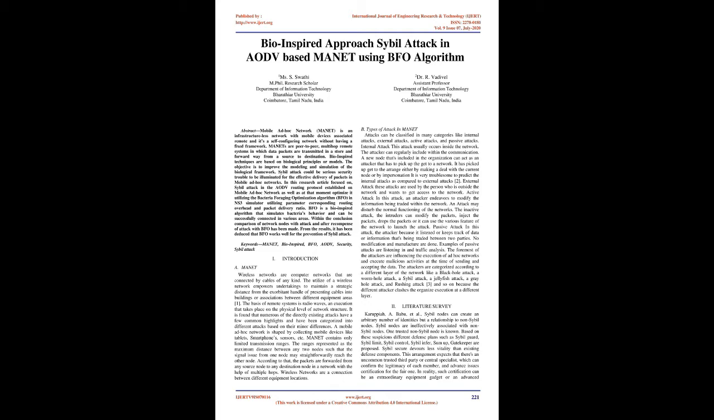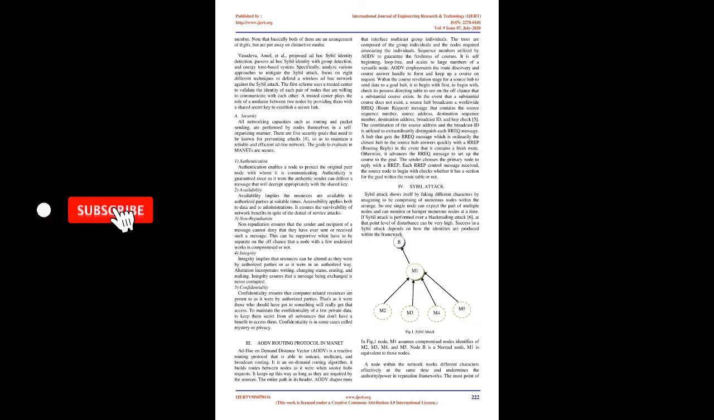Passive attack: in this attack, the attacker listens or keeps track of data or information that's being traded between two parties. No modification or fabrication is done. Examples of passive attacks are eavesdropping and traffic analysis. Most of the attackers influence the execution of ad hoc networks and execute malicious activities at the time of sending and accepting the data. The attacks are categorized according to different layers of the network, like a black hole attack, a wormhole attack, a Sybil attack, a jellyfish attack, a gray hole attack, and a rushing attack, and so on, because different attackers clash with the network's execution at different layers.